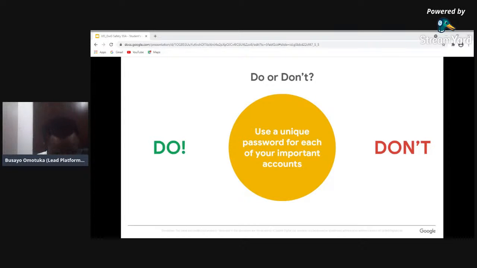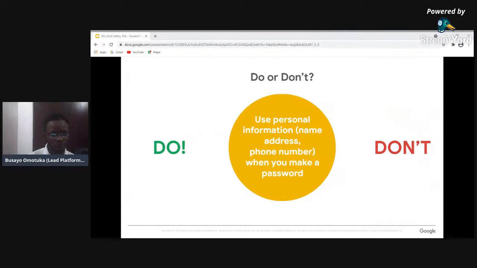So the first question we have here is: use a unique password for each of your important accounts. Do or don't. So again, I would like you to drop your comment in the comment box, so that we'll know what you're thinking about this particular question. So let me review the answer. So it's actually do. When you use a unique password for each of your platforms, your password must not be the same.